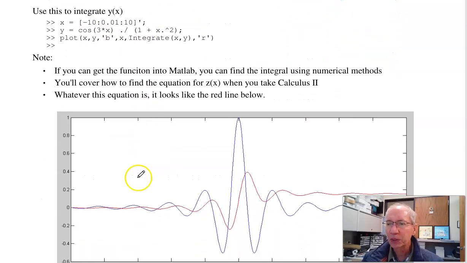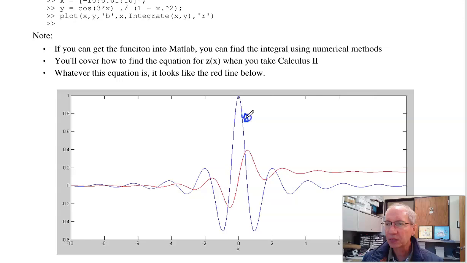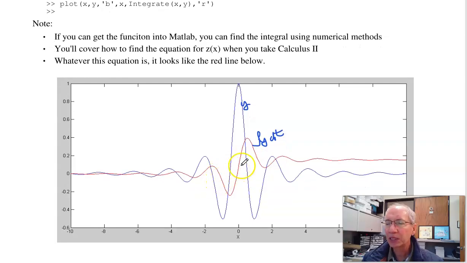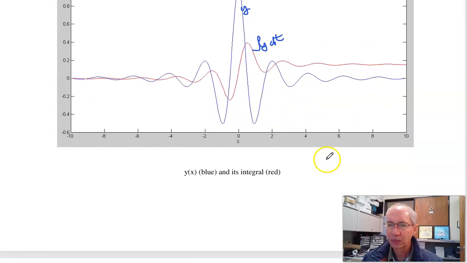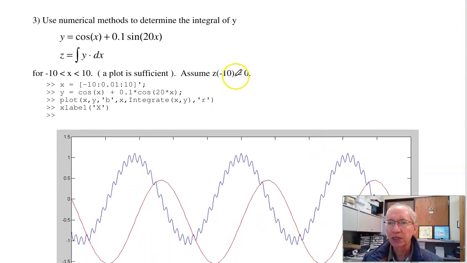So here's what it looks like. Here is y. Here is the integral of y. That's part of the power of Matlab. I don't know what the equation is for that function, but whatever it is, that's what the integral looks like. Try that for another function. I have two sine waves, throw that into Matlab, find the integral using numerical methods. So here's y, here's the integral of y.